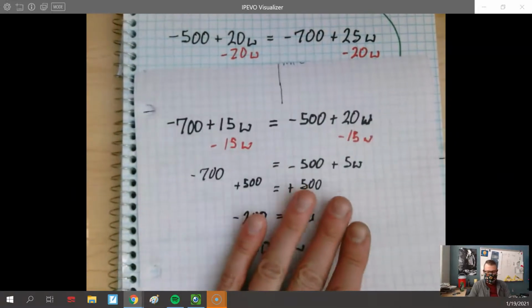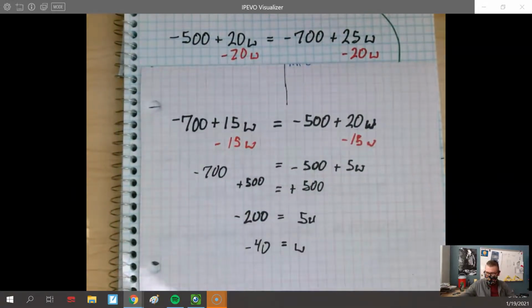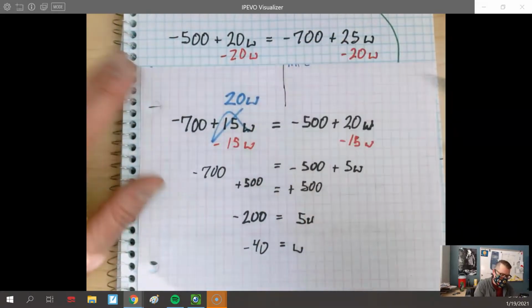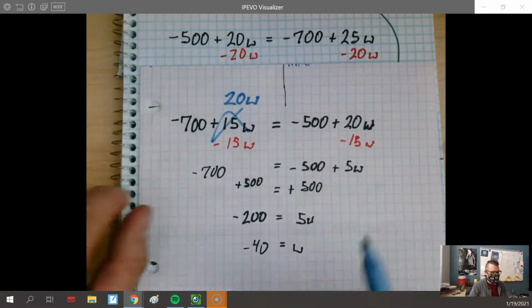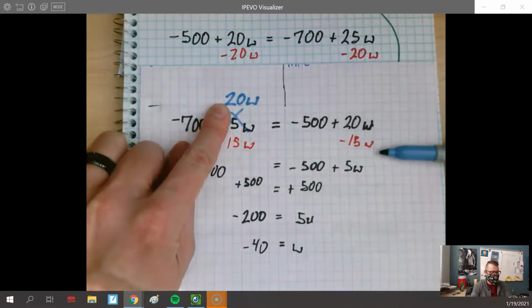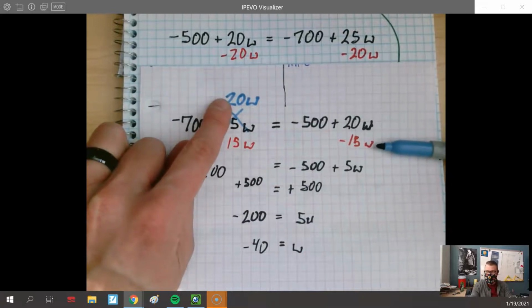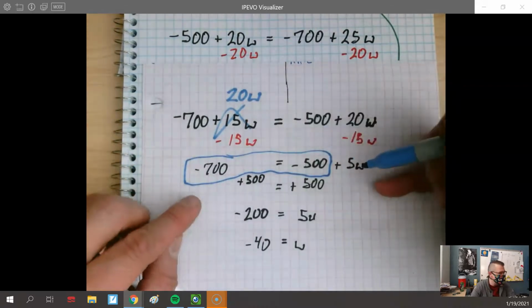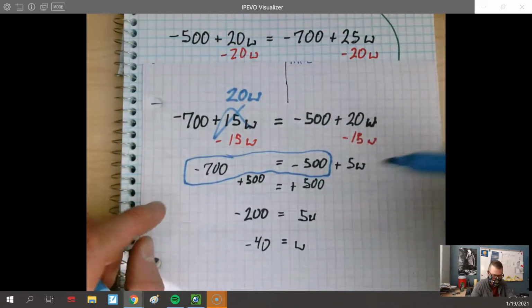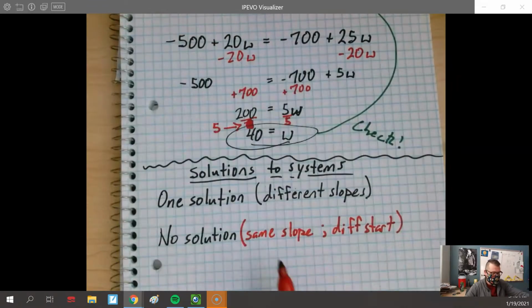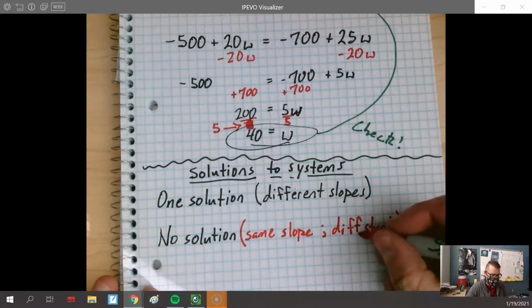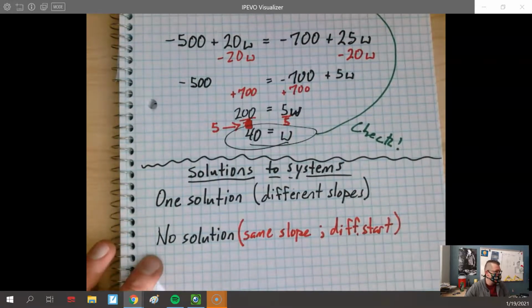If we came back here and AJ said, actually, I'm going to use Kelly's price instead, and we change this to 20W, and we subtract 20W from both sides, we would get negative 700 is equal to negative 500, and that's just not true. So when you have same slope and different starting point, which is y-intercept, right? They will never cross. Kelly and AJ can never make the same amount of money.